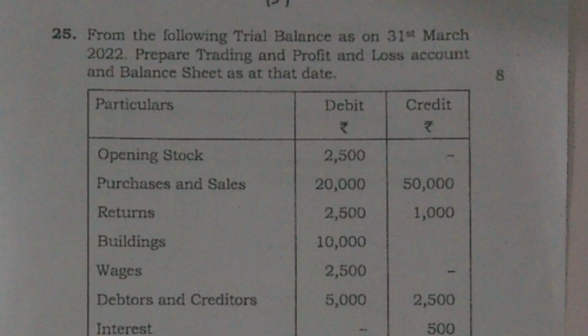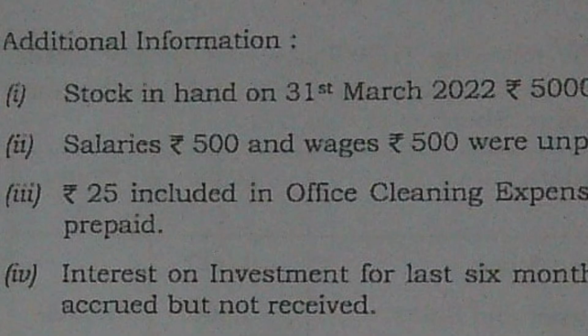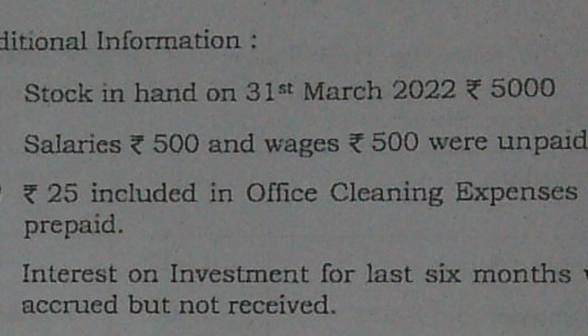Some additional information is also provided in the question. These are the additional information: stock in hand on 31st March, which is called closing stock; salary 500 and wages 500 still unpaid; 25 included in office cleaning expenses is prepaid, paid in advance; and interest on investment. All this additional information is taken into account while preparing the trading account, profit and loss account and balance sheet.